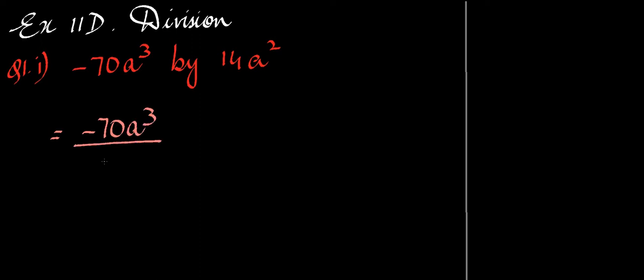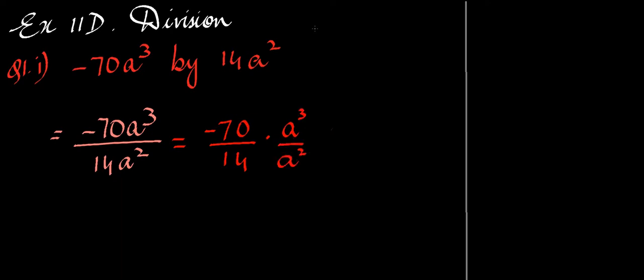which says minus 70a cube divided by 14a square. This can also be written as minus 70a cube upon 14a square. Over here, we have to remember that we have to first divide the numerical terms or the constants, and then we have to deal and divide the variable terms. So let's begin our division.